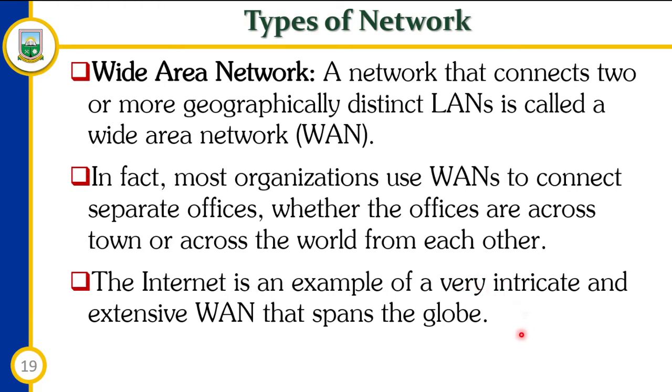So the internet is an example of a very intricate and extensive wide area network. We have so many wide area networks coming together to form what we call the internet, and this usually spans the globe. Once you have all these connected geographically, they come together and serve as the internet. So the internet is more or less the mother of all of them.